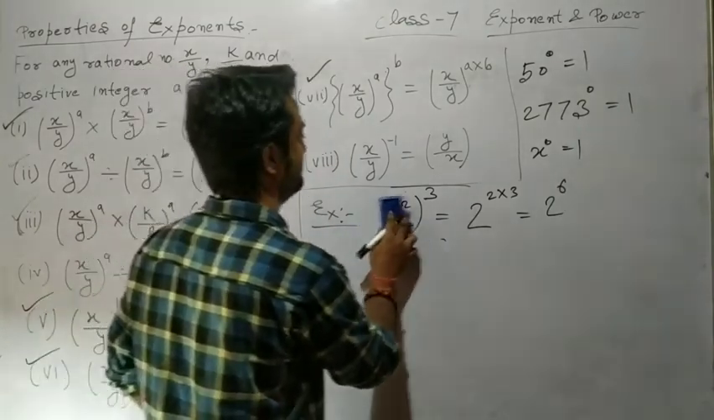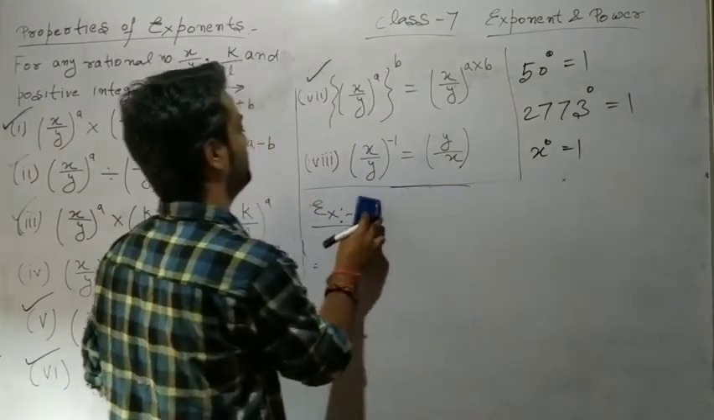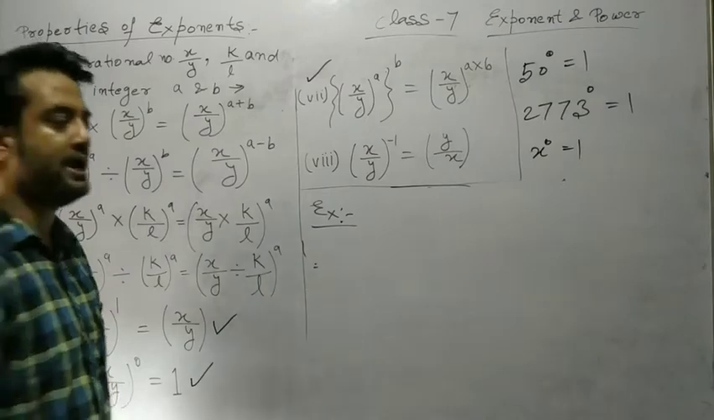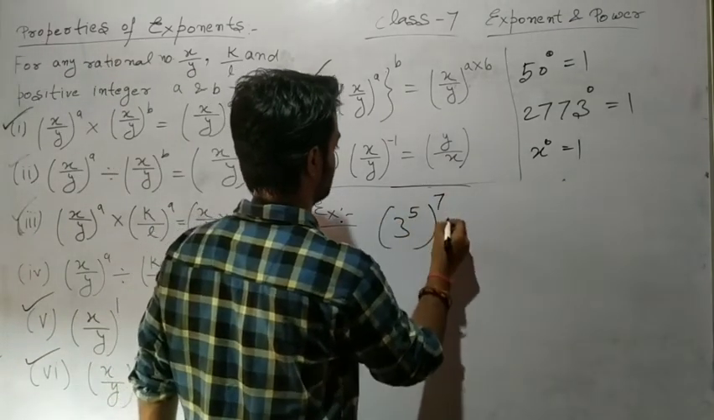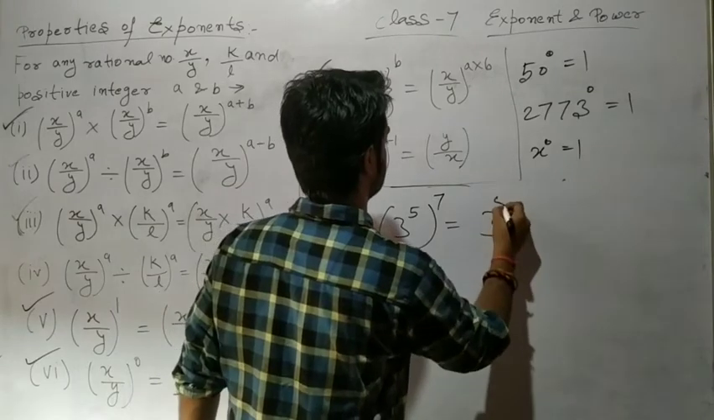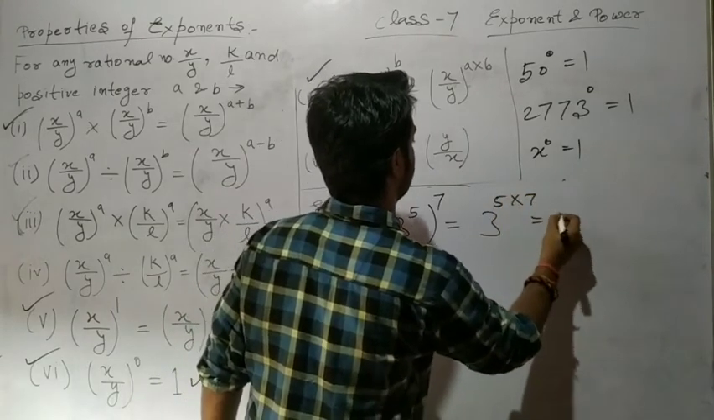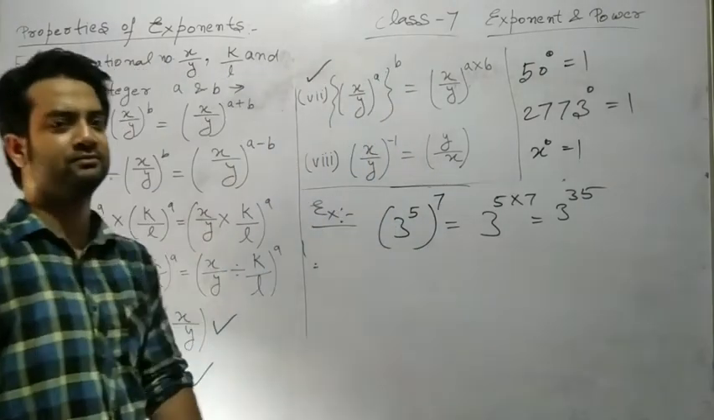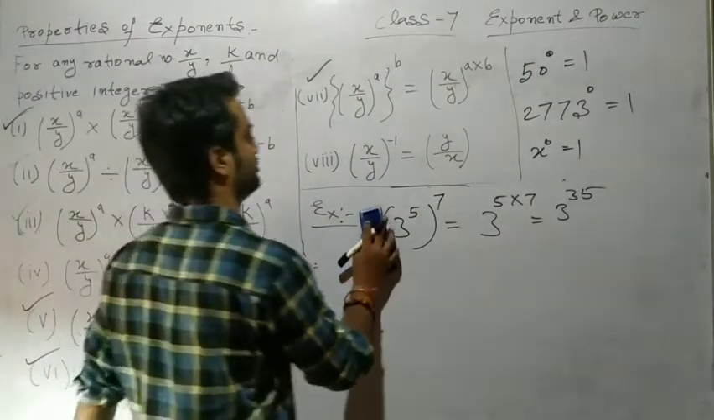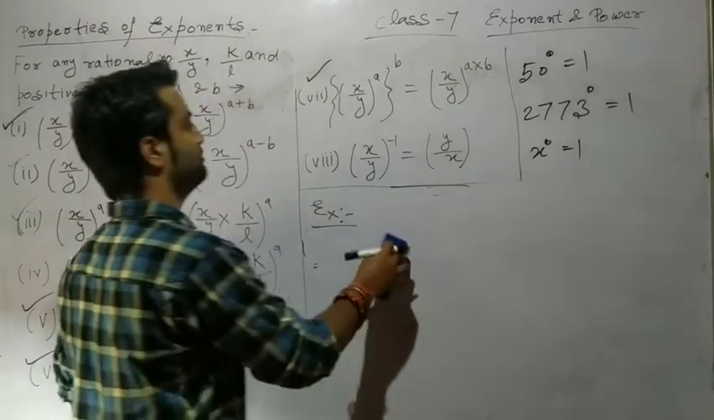So for any number, the exponents are multiplied. Like 3 raised to the power 5 raised to the power 7 is actually 3 raised to the power 5 into 7, that is 3 raised to the power 35. Easy? Okay. Now let's come to our last property.